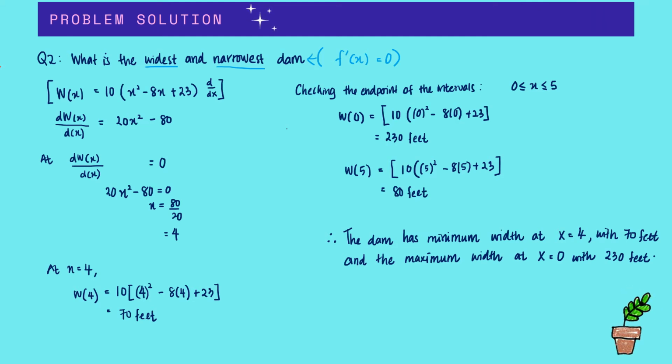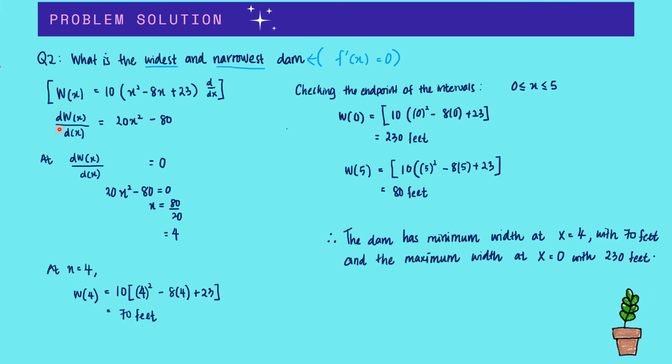Therefore, we will let the first derivative of W(x) equal 0. So the function W(x) equals 10 in bracket x squared minus 8x plus 23. When we differentiate, we will get 20x minus 80.